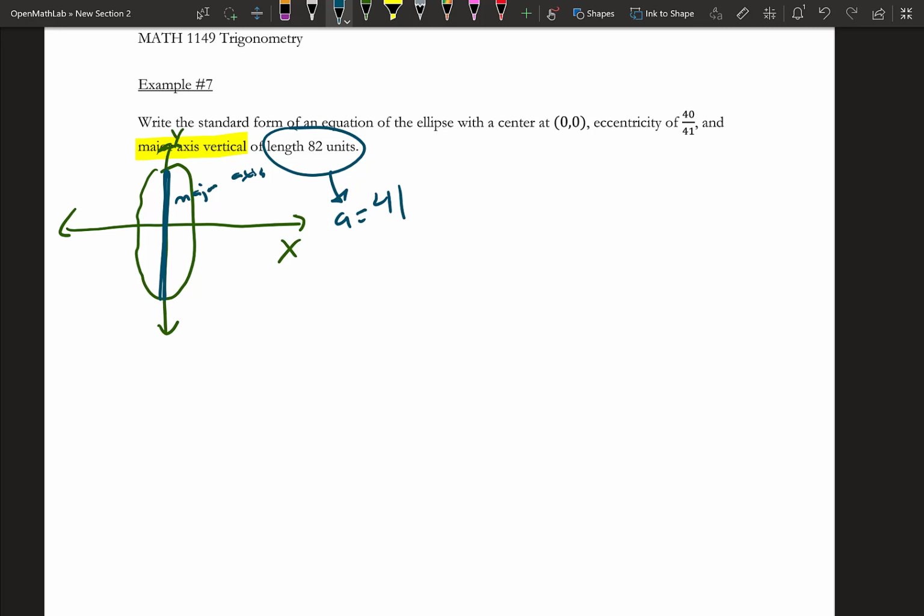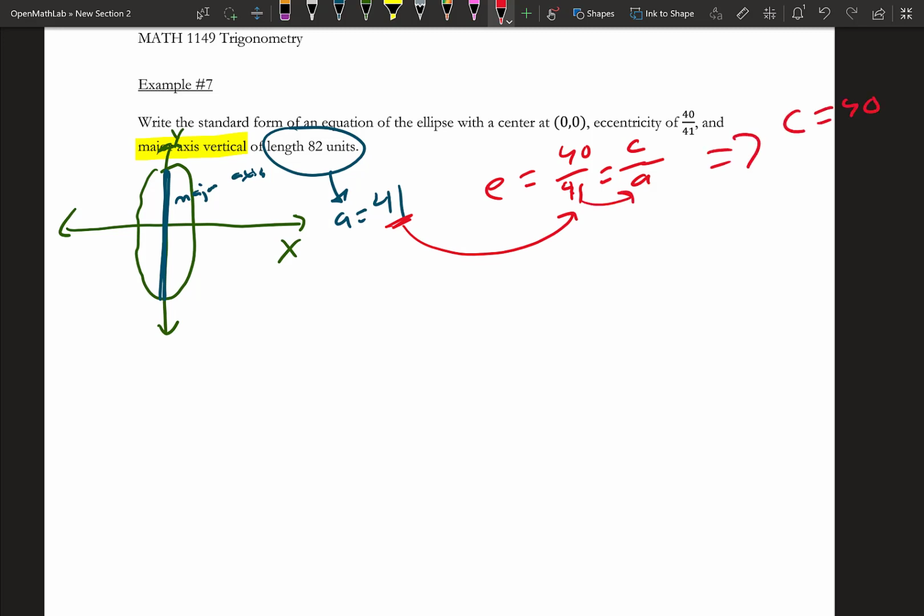41 units. So the eccentricity is equal to 40 divided by 41, which equals, remember, c divided by a. So since we already know a is 41, this is going to give me that c must equal 40, because that's the numerator. Now it's important though, if a was actually 82, then we'd have to solve this like a proportion. But in other words, you're multiplying by 1 on the top and bottom, like in your proportion. So that makes that part a lot simpler.